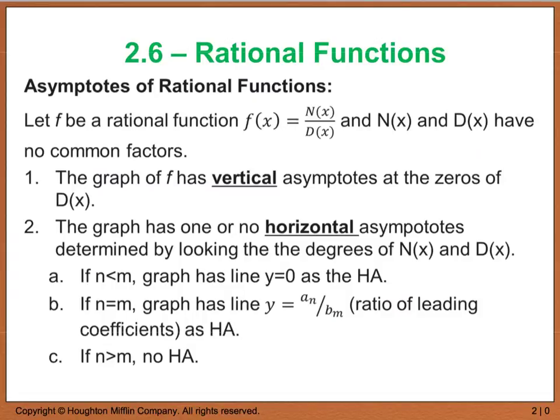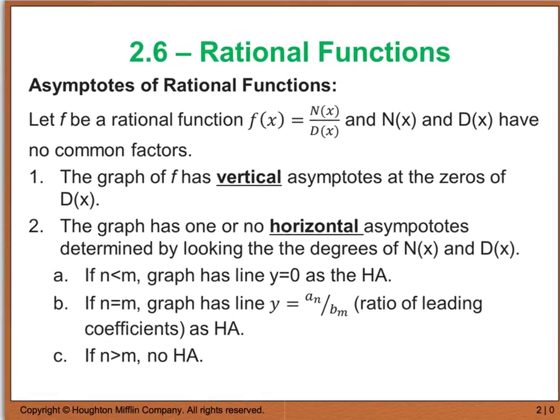So let's look at some general rules to tell whether or not we have vertical or horizontal asymptotes. If we're given a rational function, so we're going to see n of x divided by d of x again, and n of x and d of x have no common factors, in other words, we can't factor anything out and cancel common factors, they're in their simplified form, then we say that the graph has vertical asymptotes at the zeros of the denominator. So to find vertical asymptotes, we're going to take our denominator here and set it equal to 0 and solve.